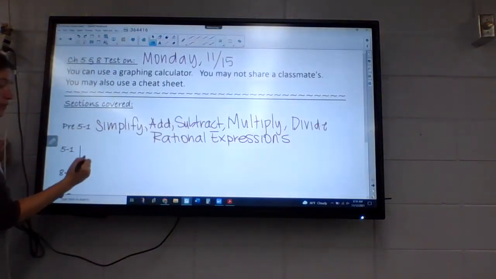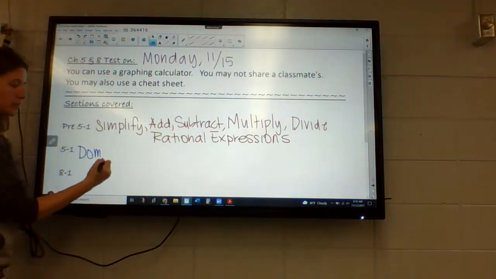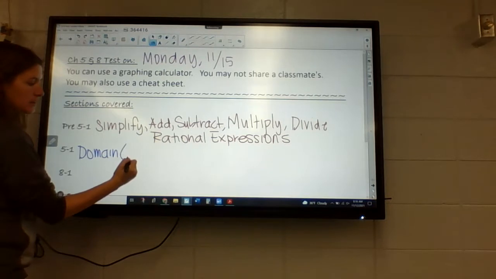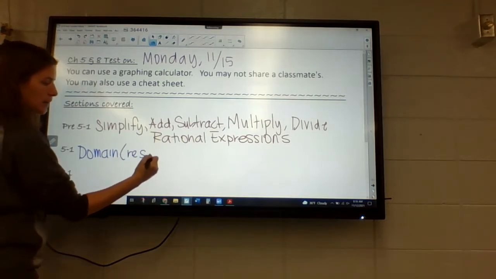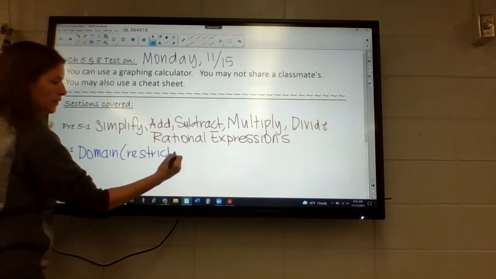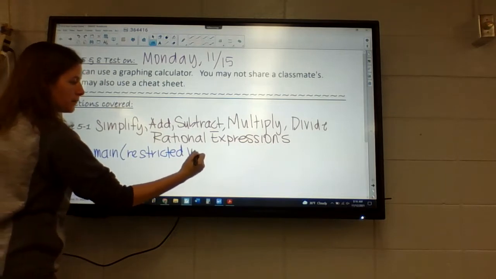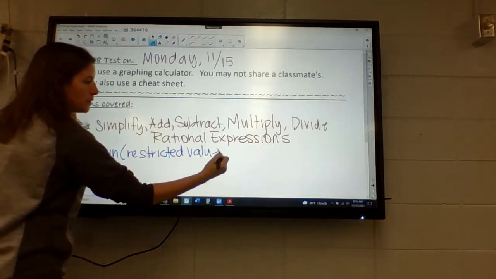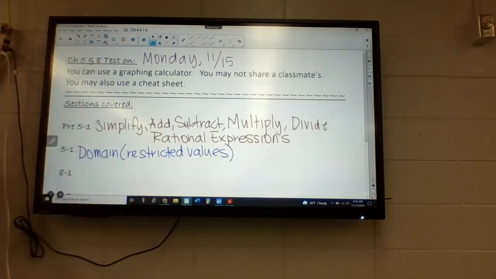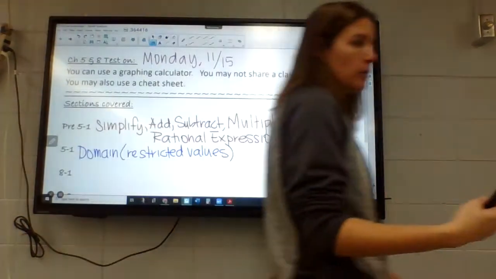Being comfortable with the domain. Remember we talked about restricted values. Being able to say this doesn't make sense for this value or for this expression. So basically the denominator can't equal 0.